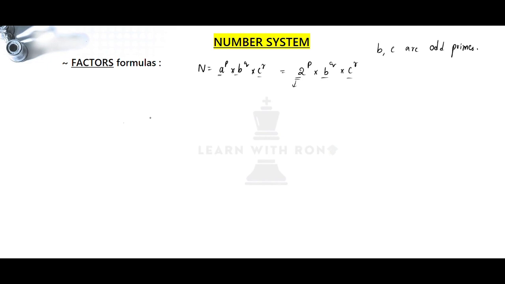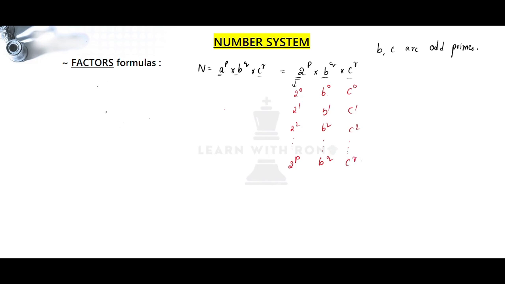Now tell me, what are the factors of 2 to the power of p? You already know: 2 power 0, 2 power 1, 2 square, and so on up to 2 to the power of p, right? Similarly, factors of b power q: b power 0, b power 1, b power 2, and so on up to b power q. Same with c power r: c power 0, c power 1, c square, and so on up to c power r.